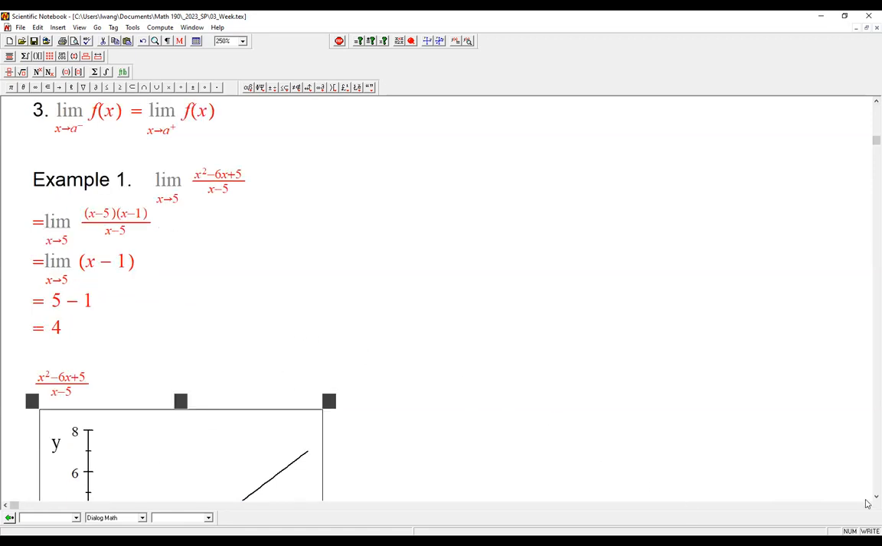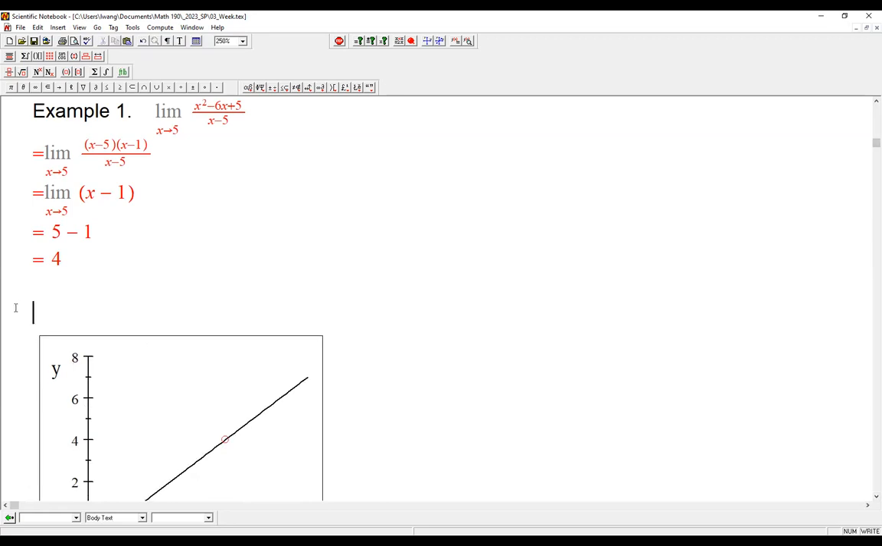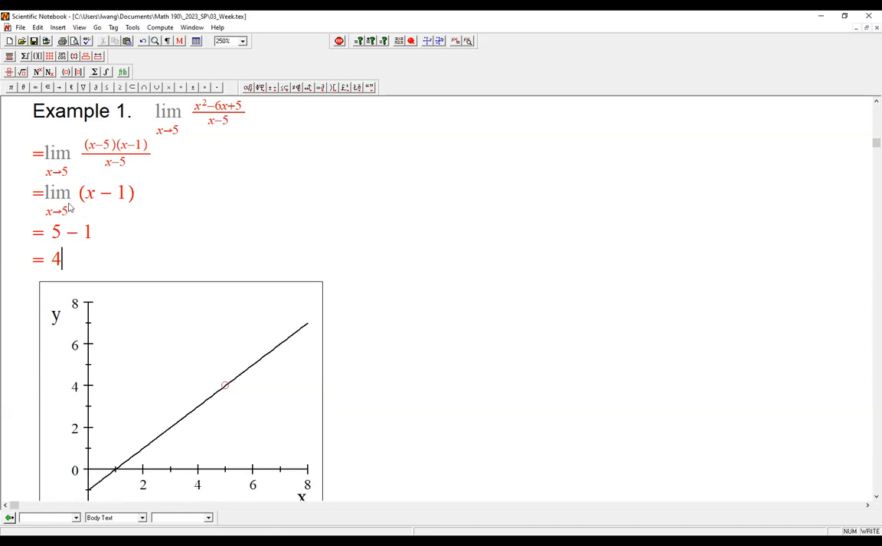So you can see the function. This is the function. I'm going to remove that piece. You see, this is the function, the input x is approaching 5. So here's the 5. The 5 is right here. That's 5. I'm going to put 5 right there.